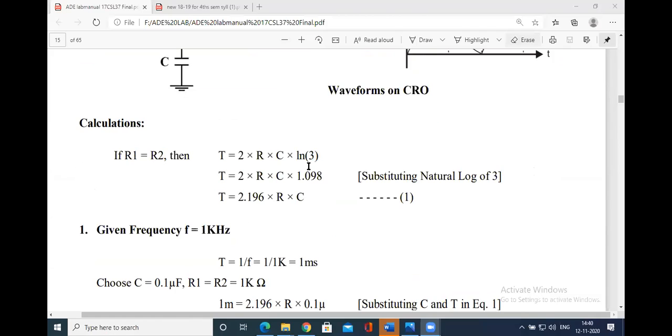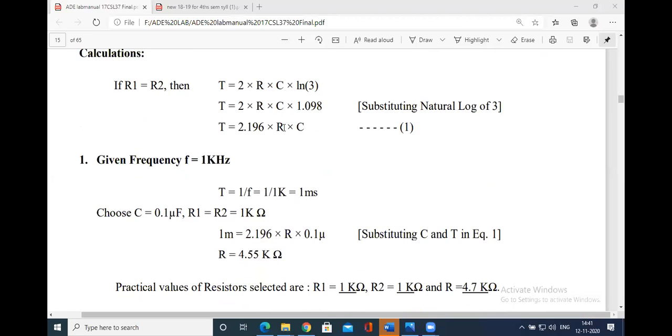Natural log of 3 is 1.098. So we have the formula T equals 2RC natural log of 3. So 2 is a number, R we have to calculate, capacitor we have to consider 0.01 microfarad, and treating R1 and R2 equal, so 2.196 into R into C. Okay, this is equation 1.